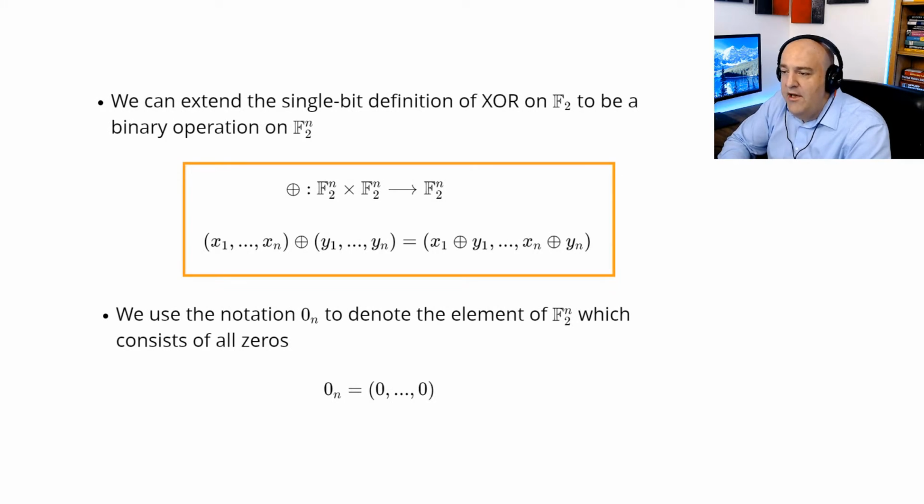And we can actually extend the definition of XOR to not just be on F2, but to be a binary operation on F2^n. So if we're given 2 sequences of n bits, say xi and yi, to XOR those sequences, we just XOR the individual components, right? x1 XOR y1, all the way up to xn XOR yn. And we use the notation 0_n to denote the element of F2^n which is all zeros. So it's kind of like the zero vector.